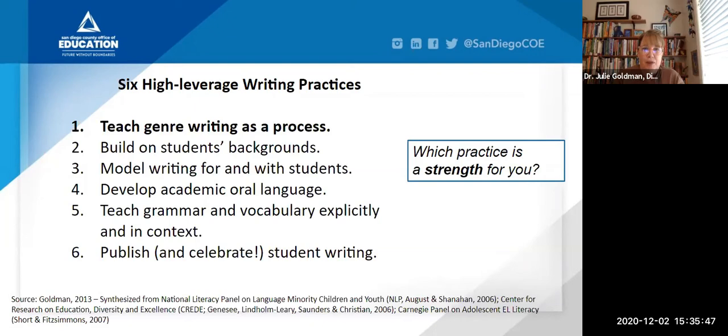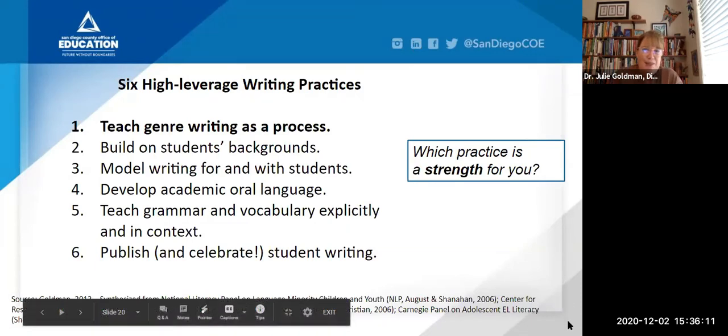This is very good. The grammar and vocabulary, teaching that explicitly, we often see that. There is a huge connection between oracy and the reading and writing, so we would want to build on that, but this gives us really important information. So we'll go to the next slide. Thank you for participating in the poll.